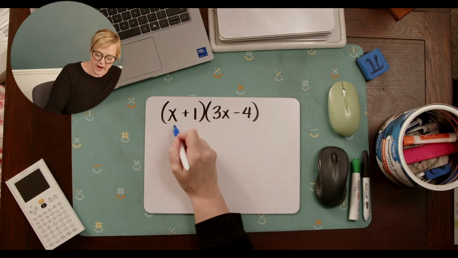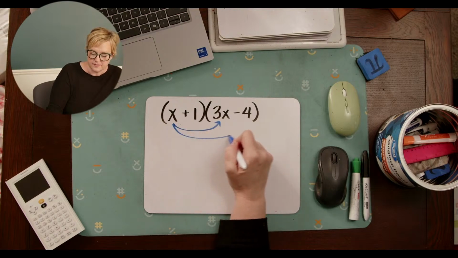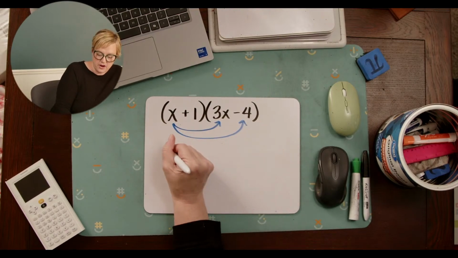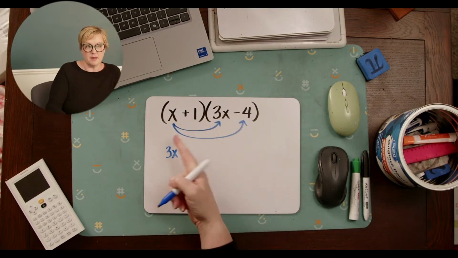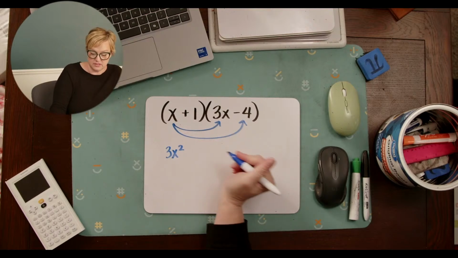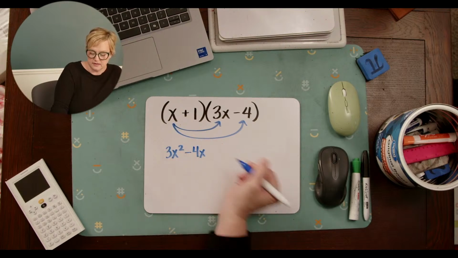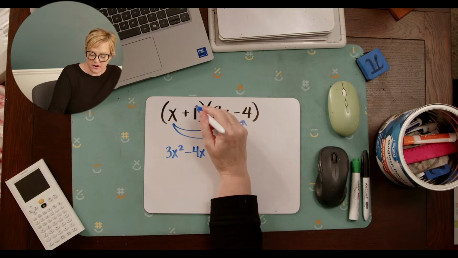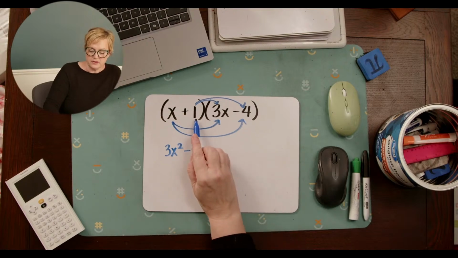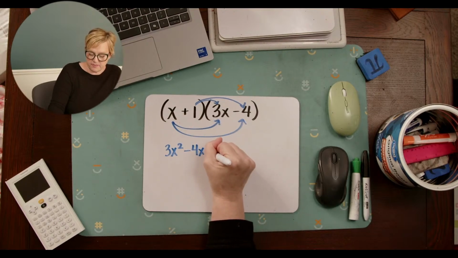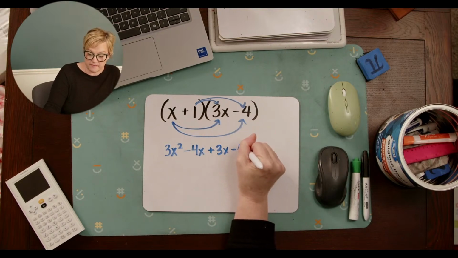So what I could do is say x times 3x and x times negative 4. x times 3x is 3x squared, because when multiplying the x's together, I add the exponents. x times negative 4 is minus 4x. Then I multiply the plus 1 by both of those. 1 times 3x gives me plus 3x, and 1 times negative 4 gives me negative 4.